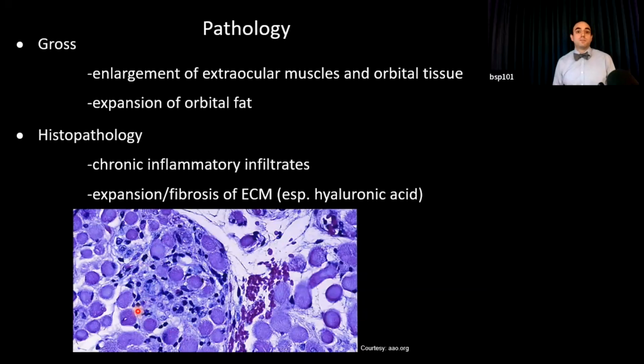And what's important to note, hyaluronic acid, being a glycosaminoglycan, is highly hydrophilic. So this is very prone to edema. This is one of the reasons why things not only are swollen because of the added extracellular matrix, they're swollen because of a lot of added water.